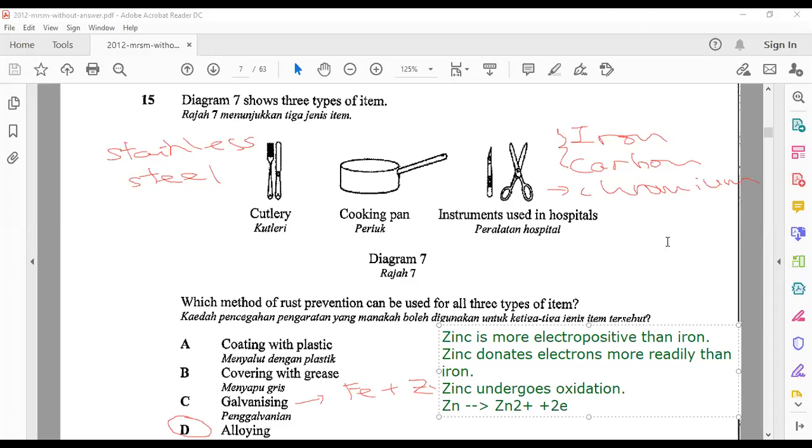Okay, so this is the answer. Why can the zinc prevent rusting by using the method galvanizing? Actually, yesterday during one lesson, I mentioned about this also. That means you all have not watched the video. Waiting for what? Please, what I am telling is important. I don't simply give you work.